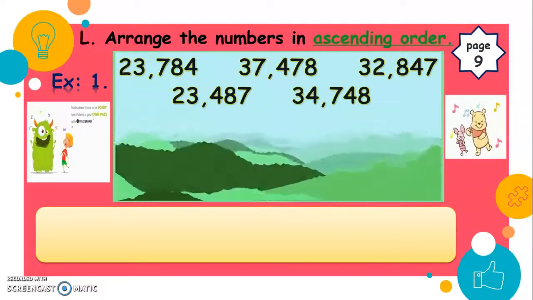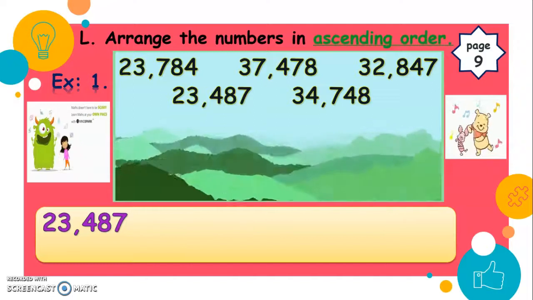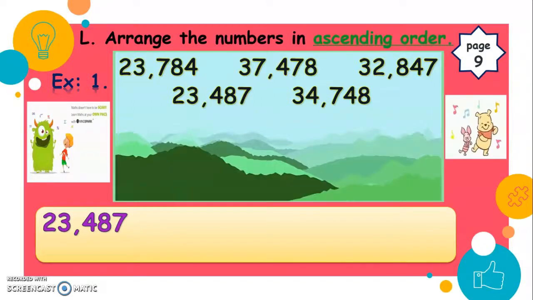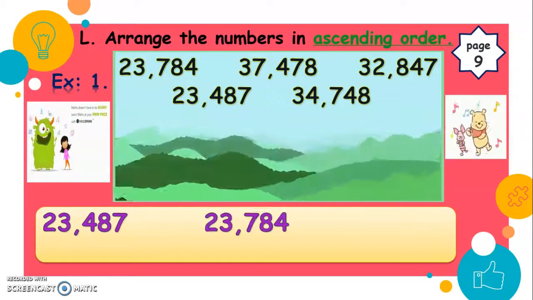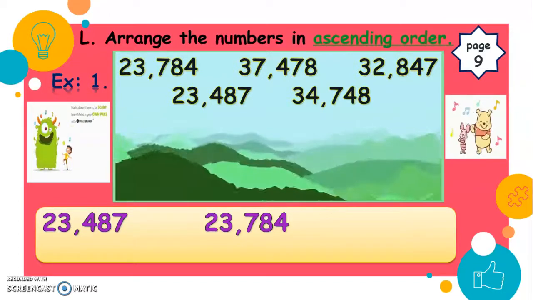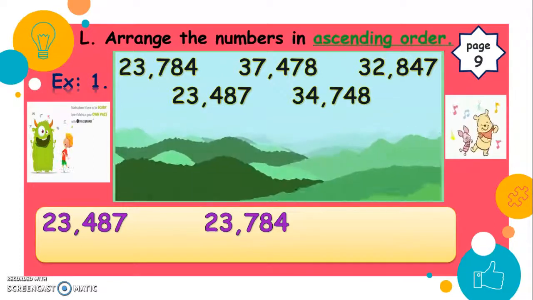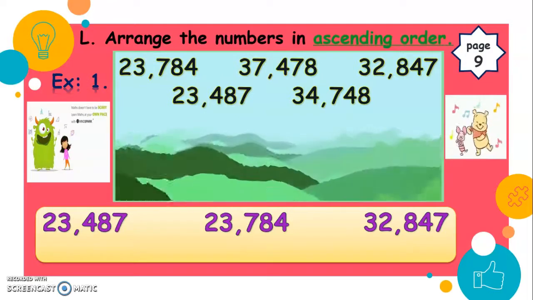Now, the correct answer for this example is 23,487. This one is the smallest number. Now, this should be followed by 23,784. The third number should be 32,847.